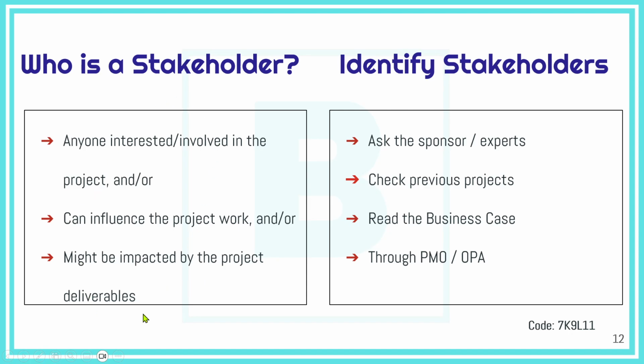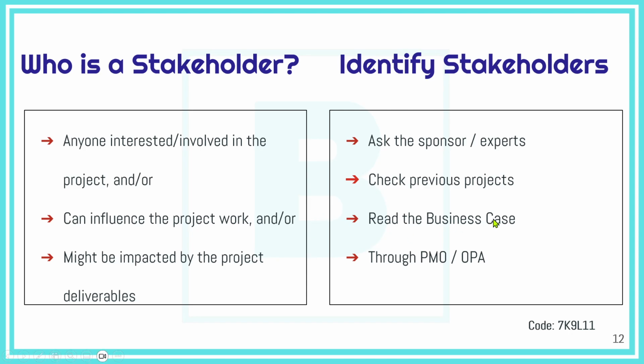So if anyone could have any of these characteristics, then that person or that party qualifies to be identified as a stakeholder. And we explained how you as a project manager could identify stakeholders. Generally you could start by asking the sponsor, maybe some experts, or you can check the stakeholders register from previous projects, similar projects, so you could know who the stakeholders were in that previous project. Maybe you could read the business case.